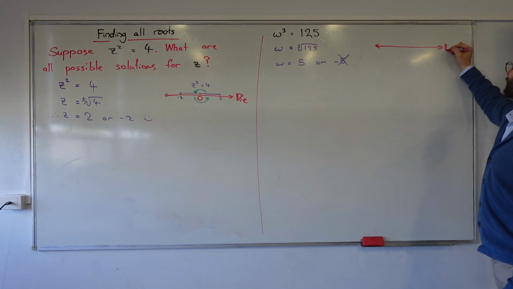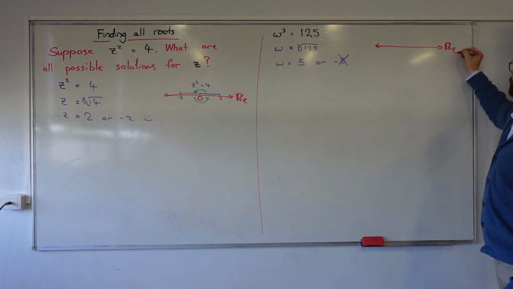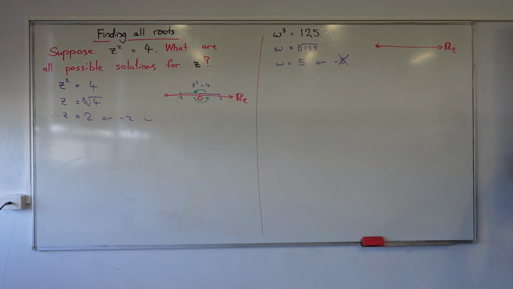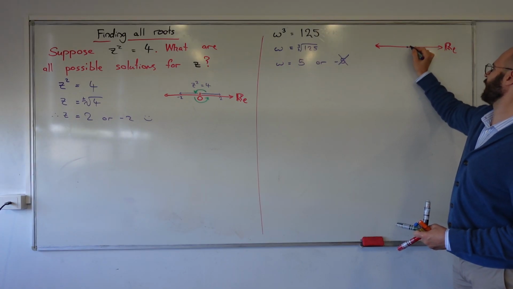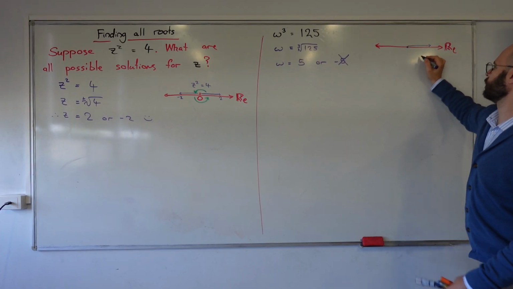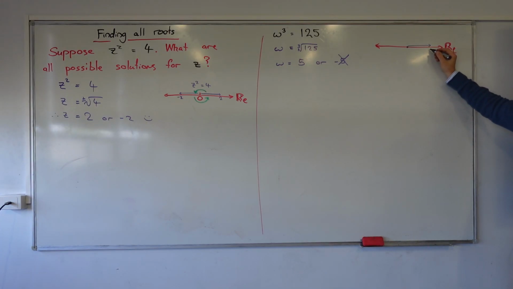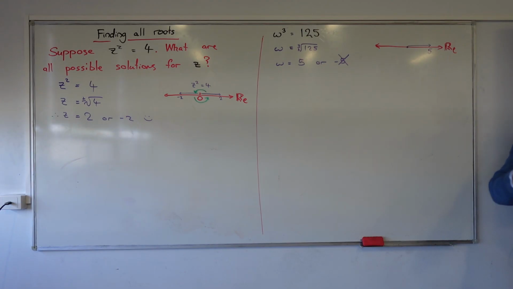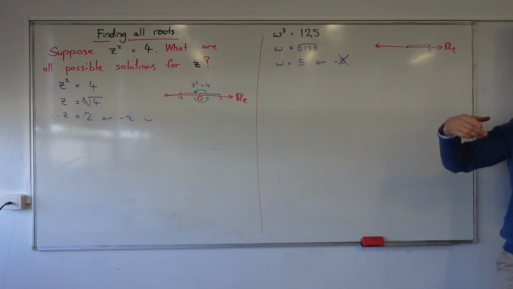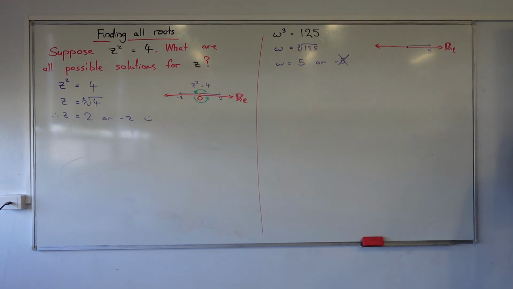We've got the real axis here. For omega, we've got 0 there, and we're going to get 5. How many roots are there? 3. How would we space them apart? If we divide 2 pi by 3, we get 120 degrees.